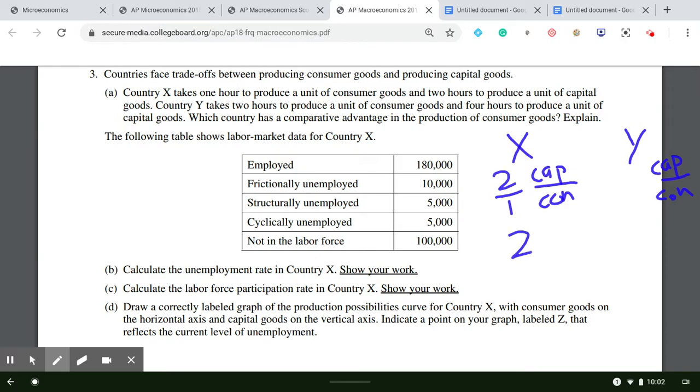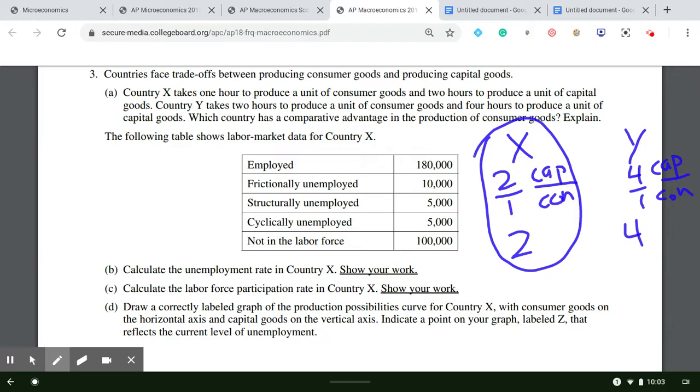So two versus, what, 4 hours over one. So that's four. So it's cheaper for country X to produce consumer goods, because the opportunity cost is less. Country X only gives up two capital goods per consumer good, whereas country Y gives up 4 units of capital per consumer good. So the opportunity cost is less for country X, which means that they have a comparative advantage in the production of consumer goods.